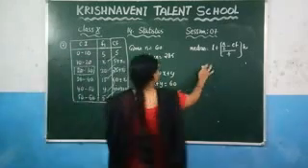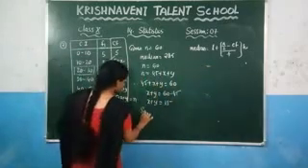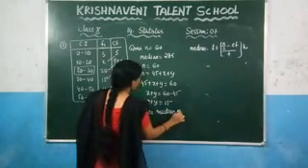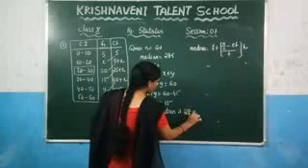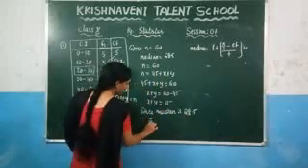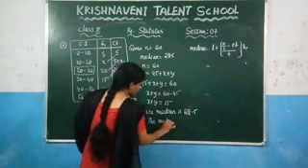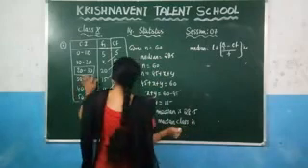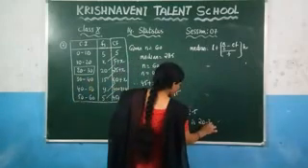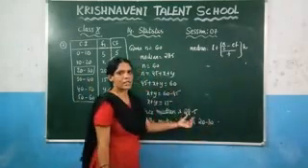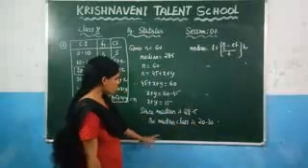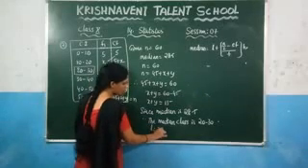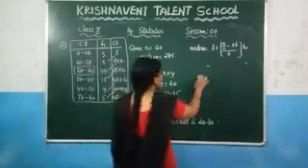So write it here: since the median is given as 28.5, therefore the median class is 20 to 30. Why? Because 28.5 lies in between these intervals. Now you know the median class, which is 20 to 30. So what is the L value here? It is 20. Now substitute it in the formula.